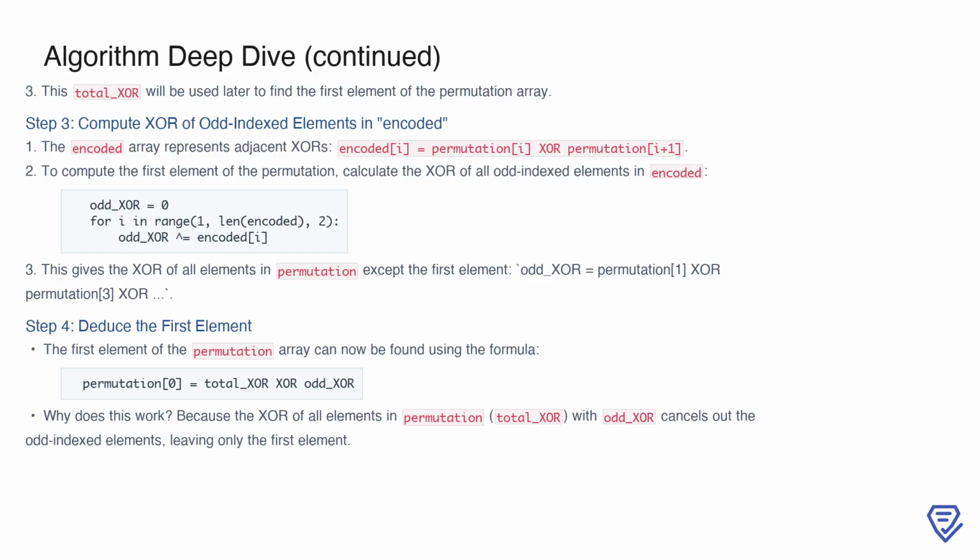Permutation[0] equals total_XOR XOR odd_XOR. This works because total_XOR represents the XOR of all elements in the permutation, and when combined with odd_XOR, the odd-indexed elements cancel out, leaving only the first element.